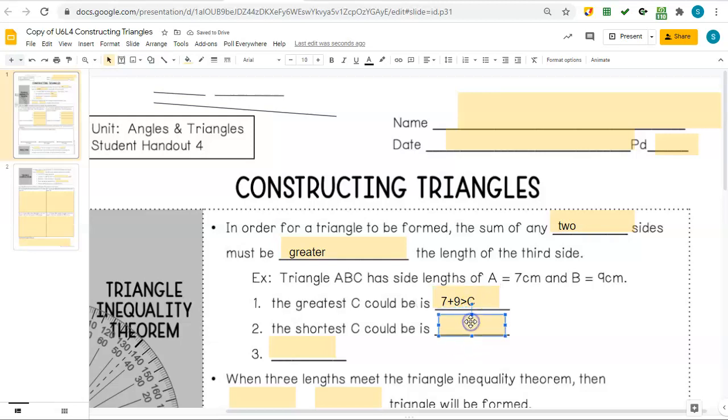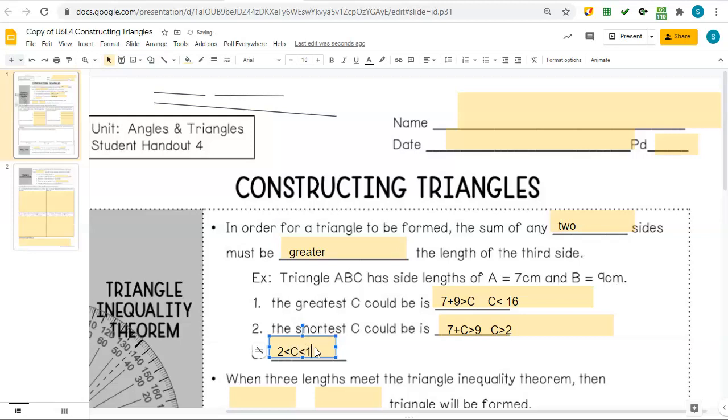But we can also say 7 plus C has to be greater than 9, okay? The sum of 2 sides has to be greater than the other side. Now, when we figure out what that means, C is less than 16, okay? And here, C has to be greater than 2. So we know that C is somewhere between 2 and 16 to make a triangle. So we're going to say 2 is less than C, which is less than 16.